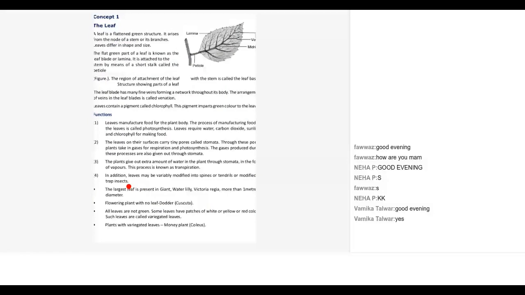Yeah. Just leave the figure portion and read the last line. The leaf blade has many veins forming a network throughout its body. The arrangement of veins in the leaf blade is called venation. Okay. All right. Thank you, Fawaz.